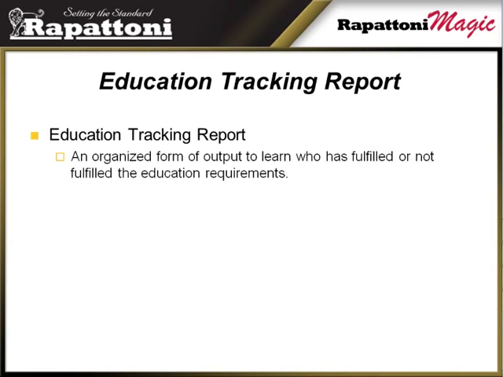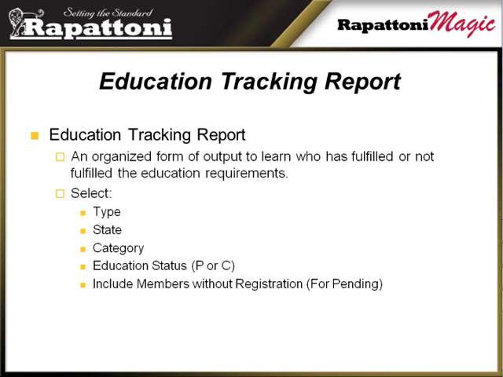The Education Tracking Report, we took a look at what the report is, an organized form of output. We paid attention to selecting our criteria. What type of tracking are we doing? What state are we tracking in? What category are we tracking? Do we want to look at members who have completed or not? And do we want to include members without registration if we're looking for pending members?